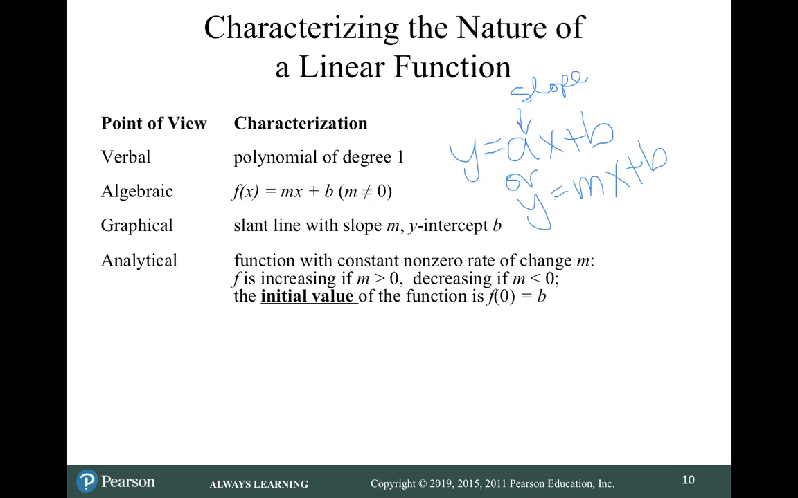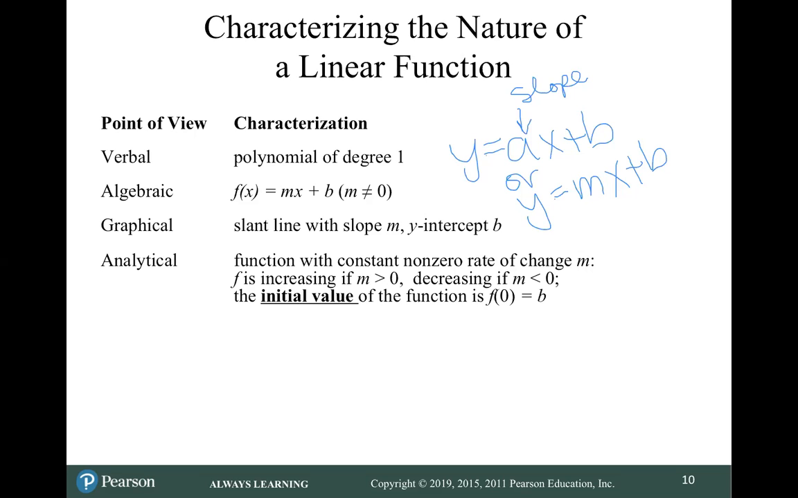When we're talking about general polynomials, we usually label their coefficients in alphabetical order. Lines are special. We always say that the coefficient of x is our slope, and therefore we just renamed it m. Algebraically, we know that m cannot be 0, because then it would not be a linear function. It would just be a constant function, a horizontal line.